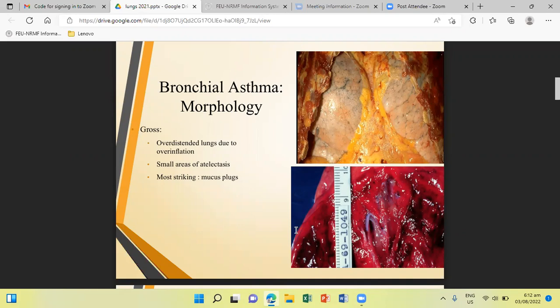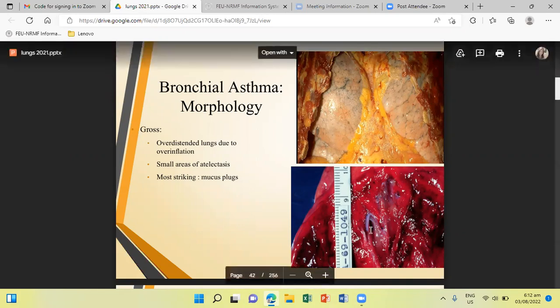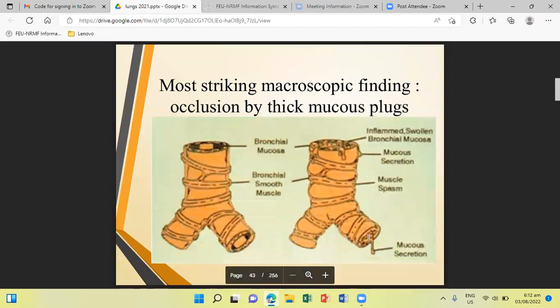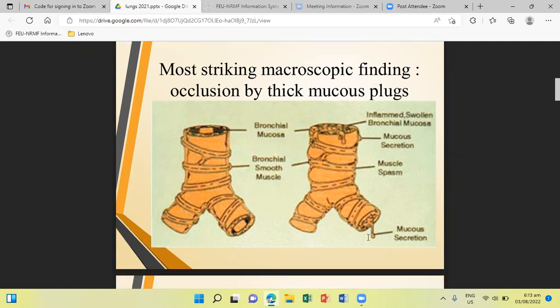Characteristically, one of the most striking findings would be that the airways are filled with mucus. So this is an example of an airway filled with a thick mucus plug, illustrated. So this again is due to the increased size of the submucosal glands, and hypertrophy and hyperplasia would then lead to a copious amount of thick mucus plug that occludes the airway.